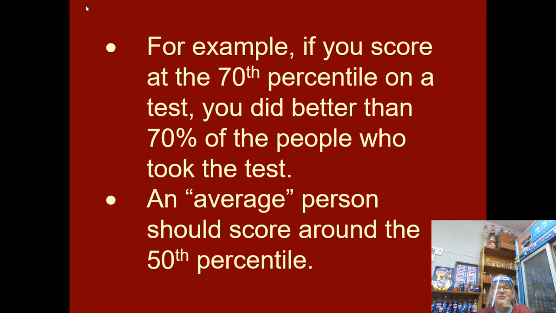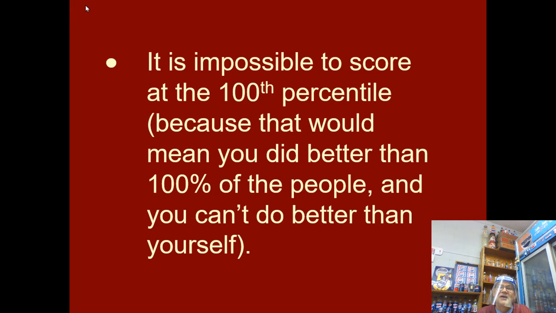And again, if you were at the 70th percentile, you'd do better than 70% of the people that took a test. If you were dead on average, you'd be at the 50th percentile. 50th percentile is actually the exact same thing as the median. It's going to be right smack dab in the middle. It actually is impossible to score at the 100th percentile. That's because it would mean that you did better than 100% of the group, but since you're in that group, you can't do better than yourself. You'd be doing better than 100% of the people, which would include you.